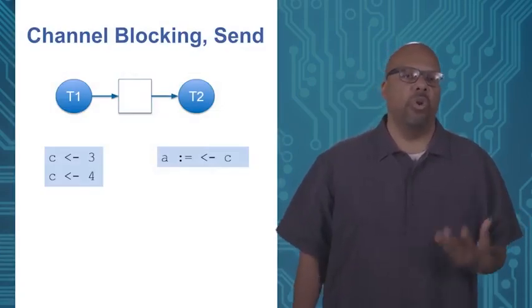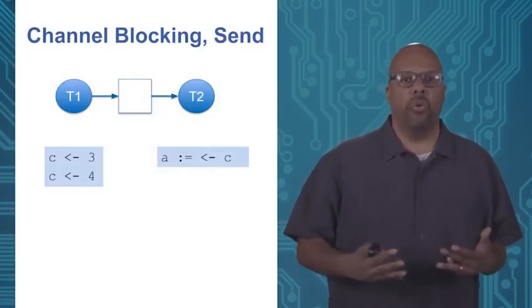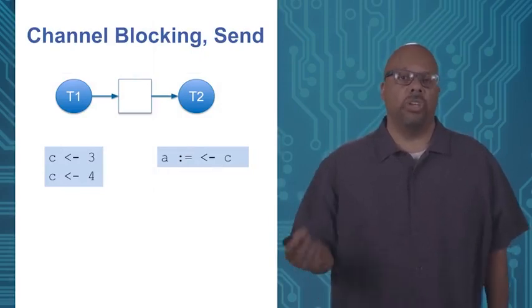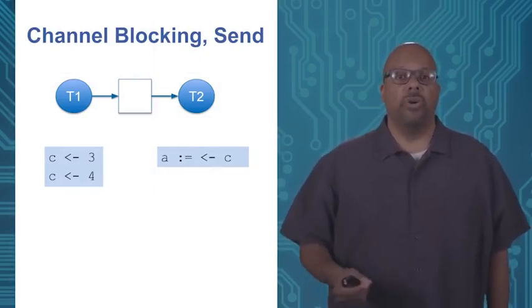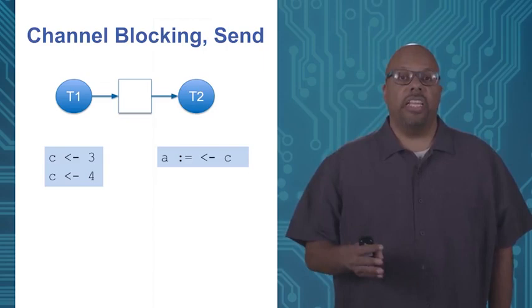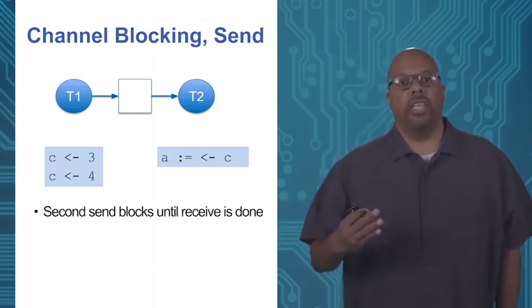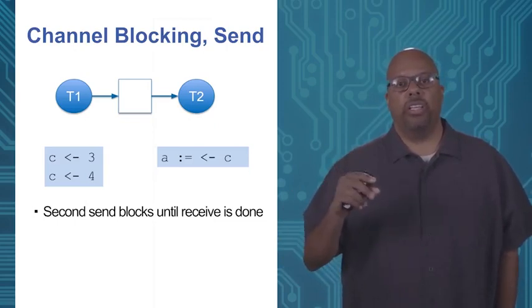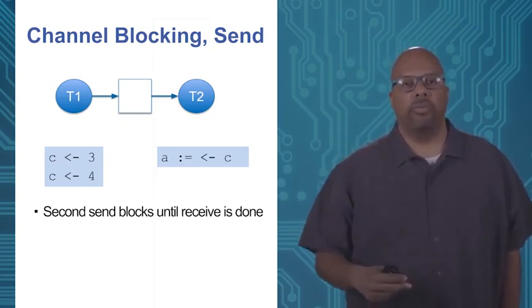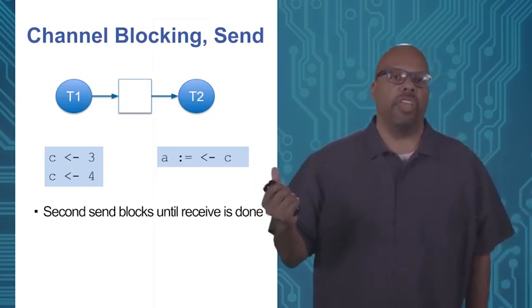This time, T1 is actually writing two things, 3 and 4, into the channel. T2 is going to receive. So the second send is going to block until the receive is done. The first send won't block. It'll just put something into the buffer, and eventually the receive will receive that out of the buffer.